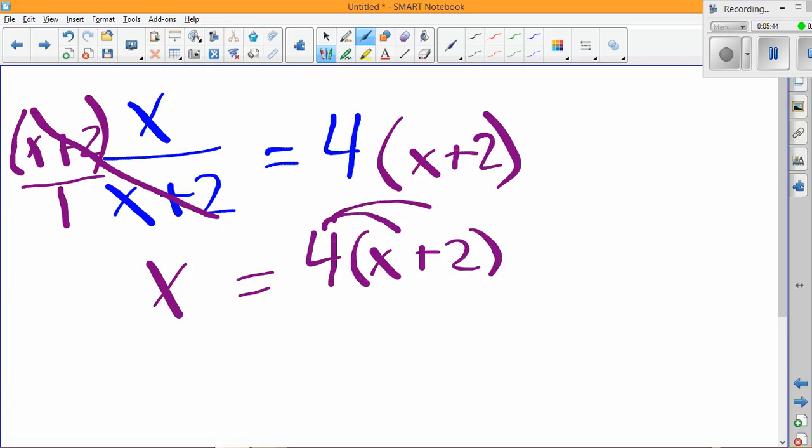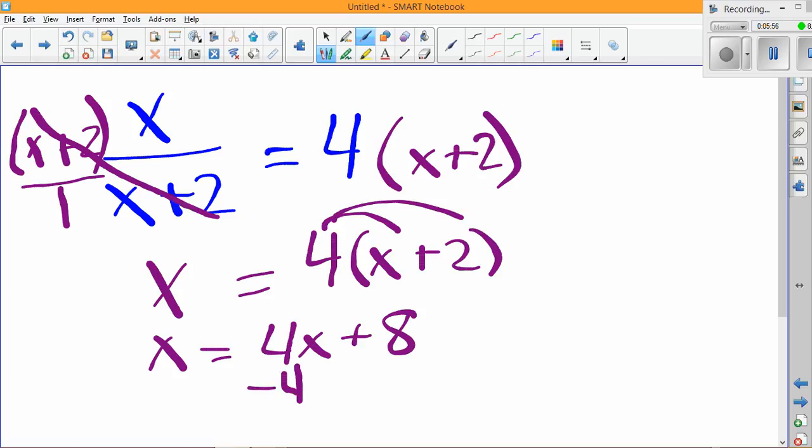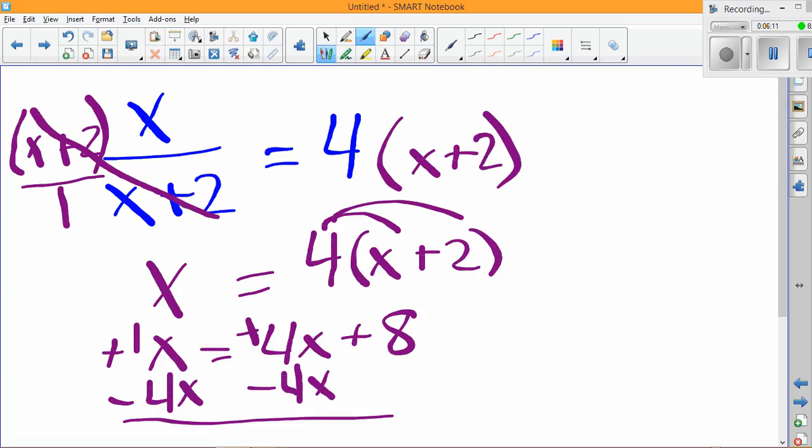Now we've got to do some distributive property. So we'll get x is equal to 4x plus 8. And we want to get all the x's on one side, so I'm going to subtract 4x. It's not very intuitive here why you subtract. What I want you to remember is that this is a positive, so it's being added, and we're going to do the inverse operation, which is subtraction. This is a positive 1x, and we're going to subtract 4x from it. So we'll end up with negative 3x equals 8.